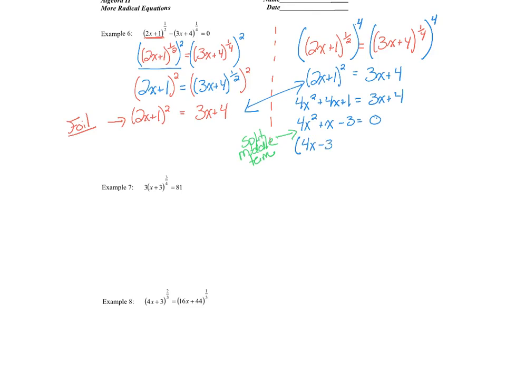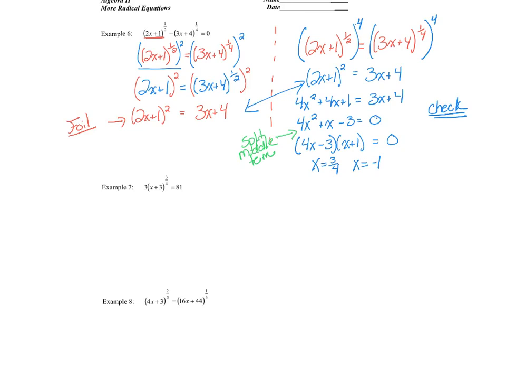So when you factor this, you're going to get 4x minus 3 times x plus 1 is equal to 0. So we get x is equal to 3/4, x is equal to -1. Make sure you check your answers.